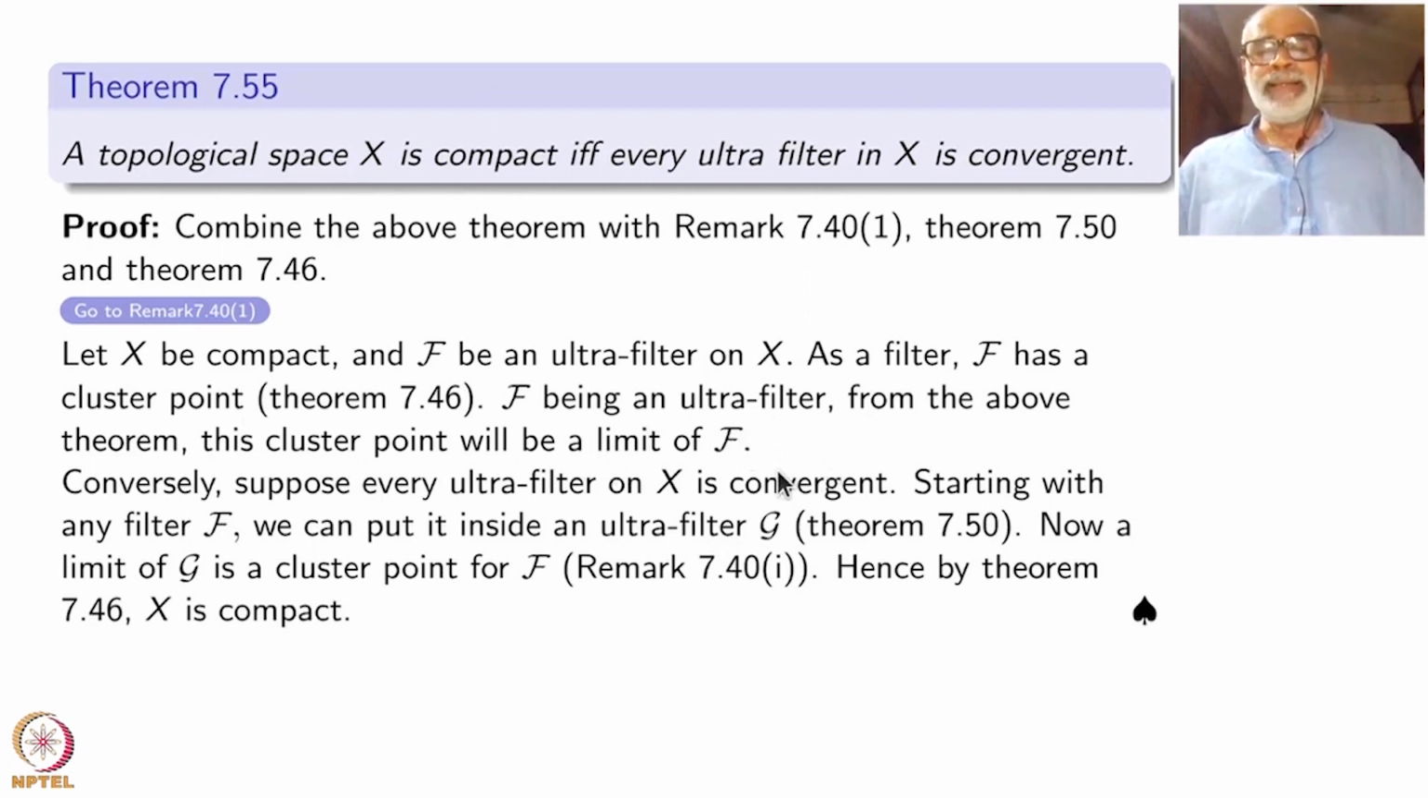The converse is slightly more complicated. Suppose every ultrafilter on X is convergent. Starting with any filter F, we can put it inside an ultrafilter G, right? Just now I quoted that theorem. Now a limit of G, because ultrafilters have limits, is a cluster point of F by remark 7.40 which you have just seen. Therefore, again you apply this theorem 7.46, every filter has a cluster point, so that condition is equivalent to X being compact. So we have a neat theorem now: a space is compact if and only if every ultrafilter is convergent.